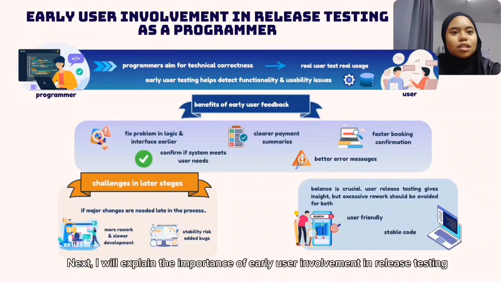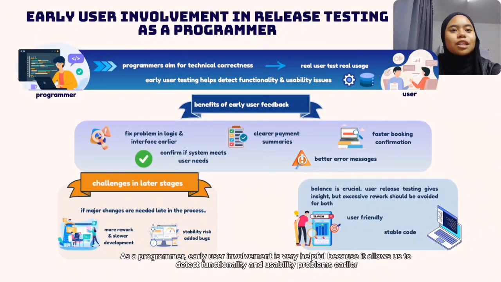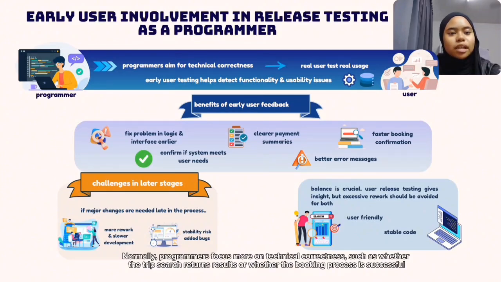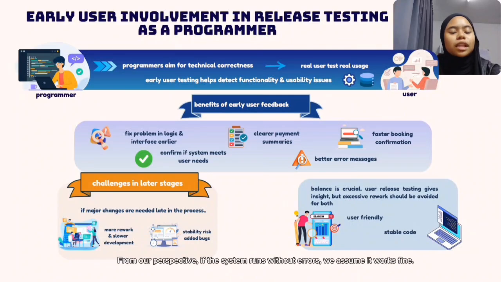Next, I will explain the importance of early user involvement in release testing. As a programmer, early user involvement is very helpful because it allows us to detect functionality and usability problems earlier. Normally, programmers focus more on technical correctness, such as whether the search returns results or whether the booking process is successful. From our perspective, if the system runs without errors, we assume it works fine.